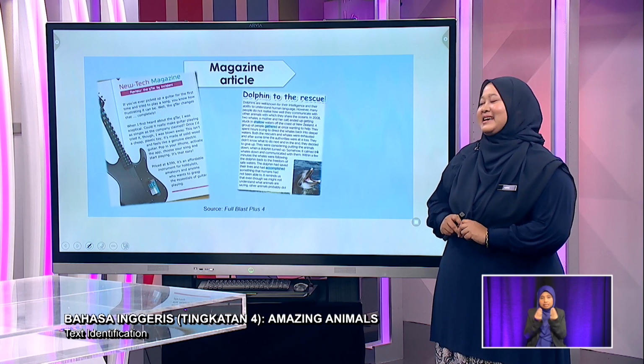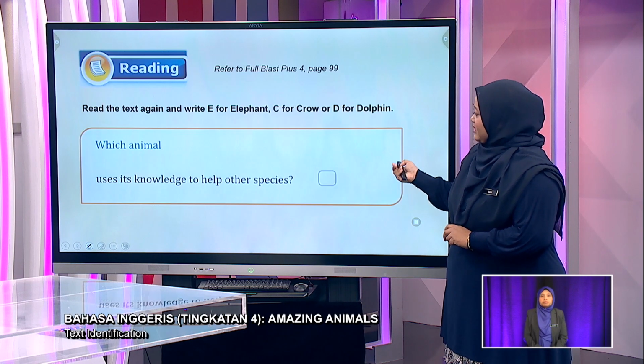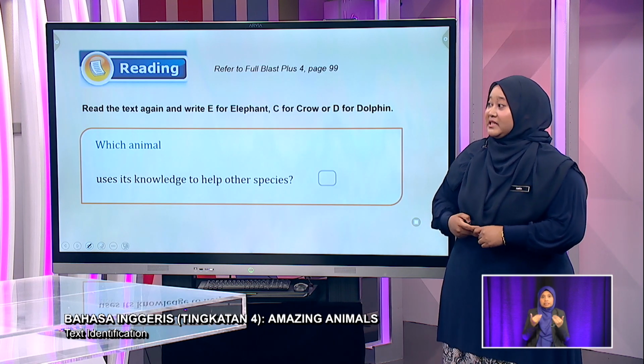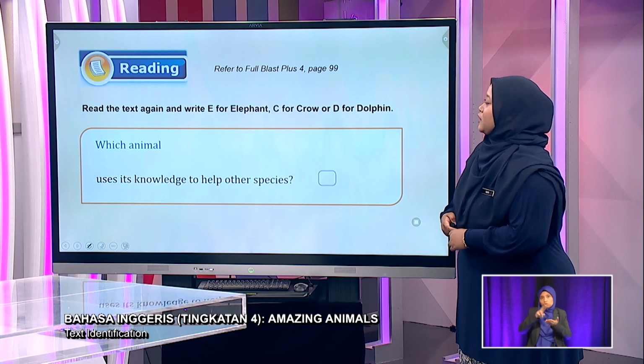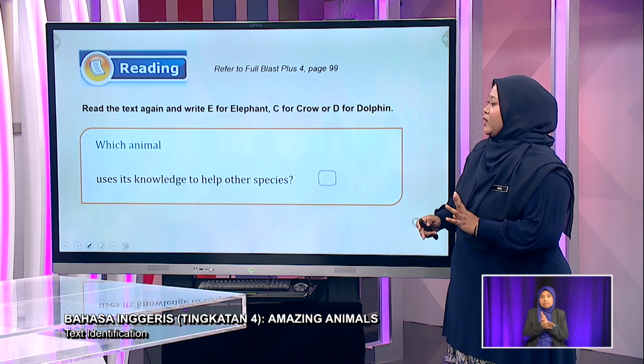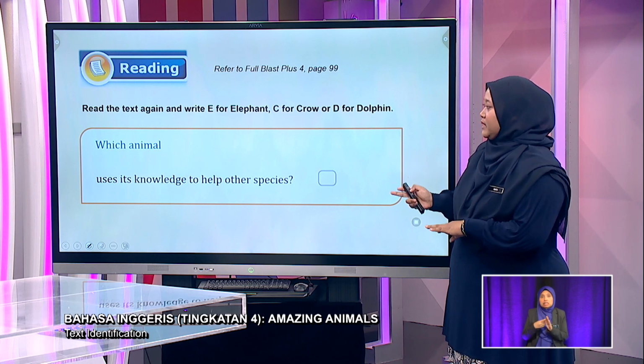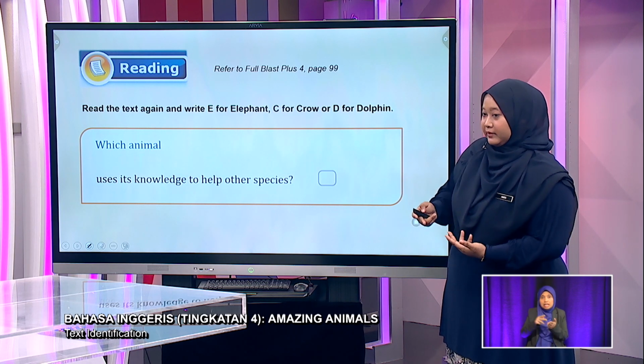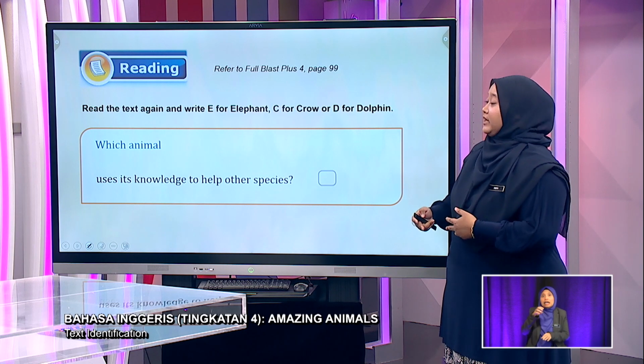Okay, I understand. All right, so now let's proceed with our activity for reading. For this activity, our students are going to read the text again, and they are going to identify whether the statement given is related to an elephant, a crow, or even a dolphin.